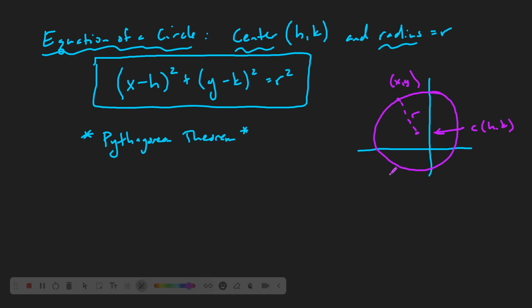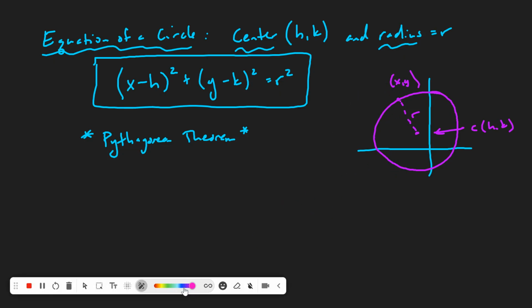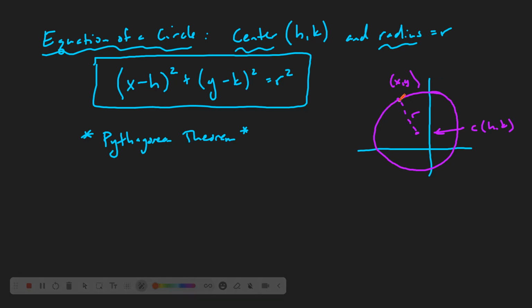Okay. So again, this Pythagorean theorem comes from dropping a vertical down and a horizontal to the right. This right here is the length of x minus h. This right here is the length of y minus k, and then your r. And there are your three pieces for the Pythagorean theorem. x minus h squared plus y minus k squared equals r squared. So there's your Pythagorean theorem.